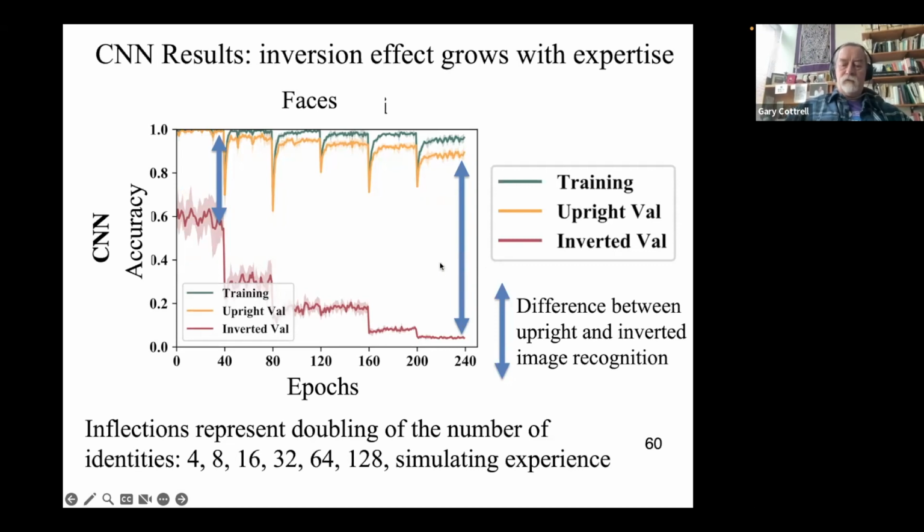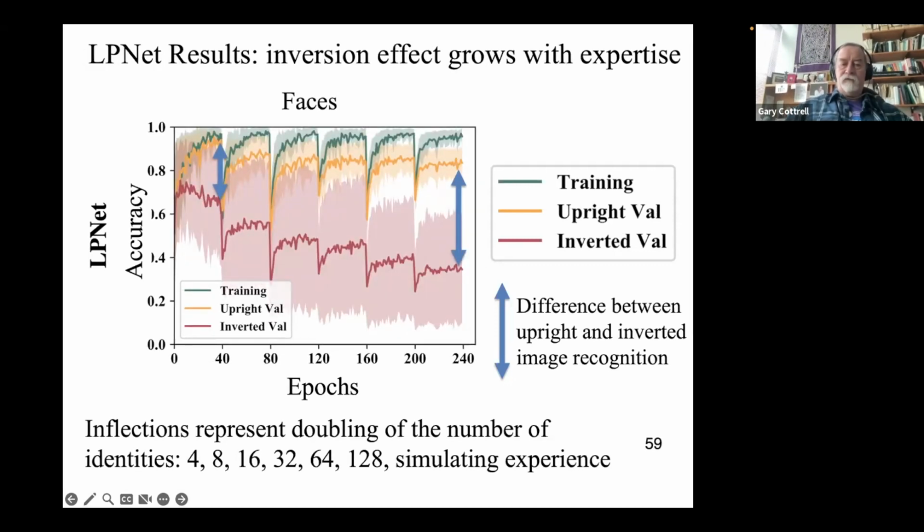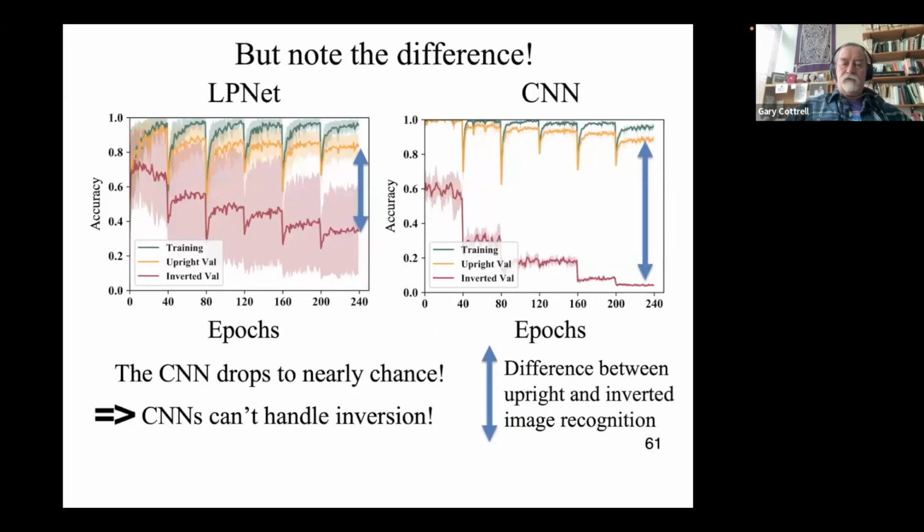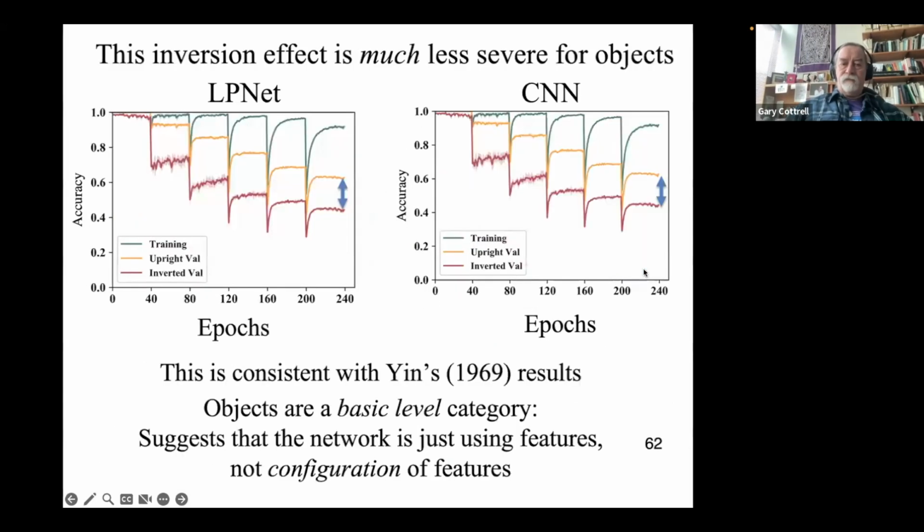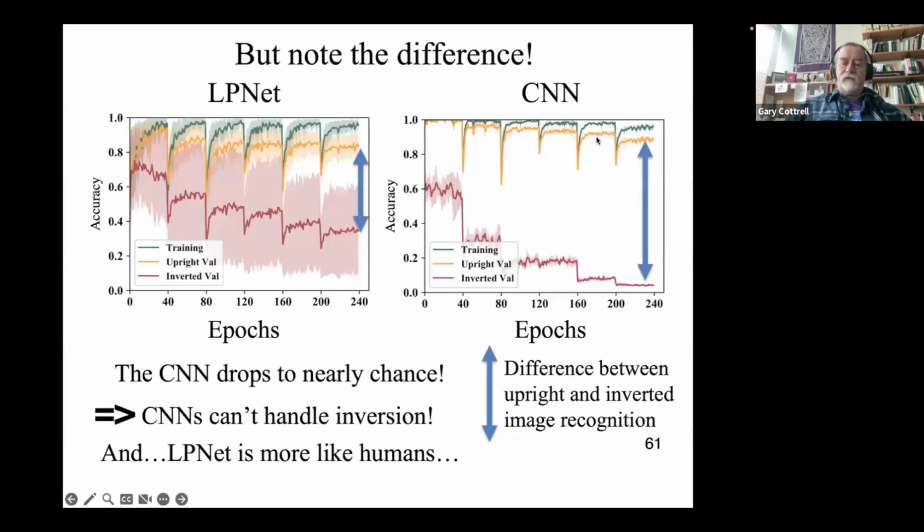So what? I mean, they're both showing the same kind of effect. Well, the difference is that the CNN drops to nearly chance. They can't handle inversion if they're not trained on inverted faces. So this doesn't model what humans do. We aren't at chance suddenly. You knew that was Adele, even though she was inverted, whereas the CNN would not recognize that as Adele. And it's much less.